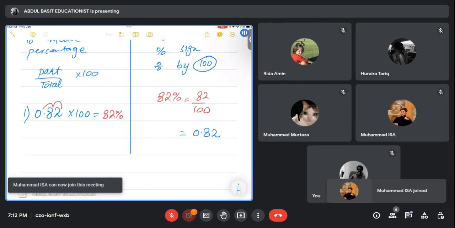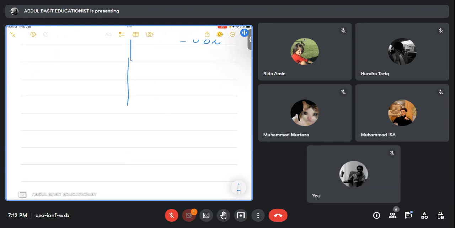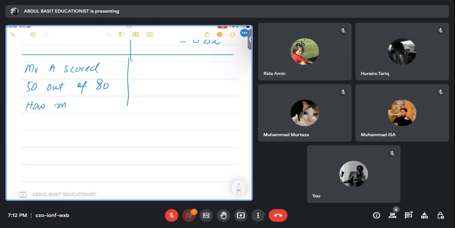ओके. सो दैट्स हाउ वी डील विद द परसेंटेजेस. मैं कुछ और क्वेश्चंस यहाँ पे कर रहा हूँ ताकि आपको और भी क्लियर हो जाए. फॉर एग्जांपल, the question is that Mr. A scored 50 out of 80, how much percentage is this?